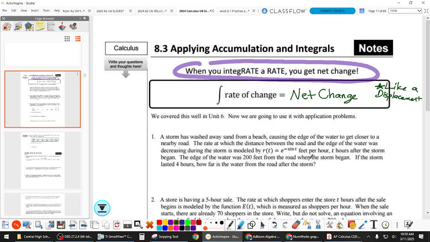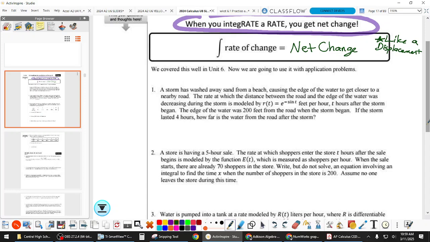So I'm saying like a displacement because it's not specifically that, right? So this one's kind of interesting to me. A storm is washing away some sand, causing the edge of the water to get closer to a road. So the rate at which the distance between the road and edge of the water was decreasing during the storm is modeled by this function. So it's a rate in feet per hour. And so the edge of the water was 200 feet when the storm began.